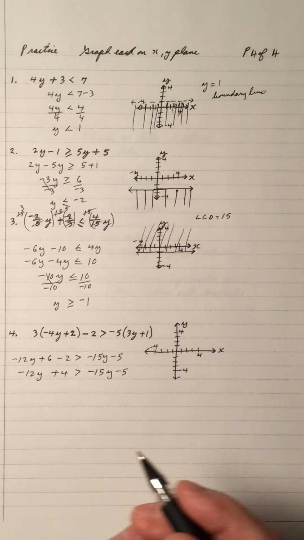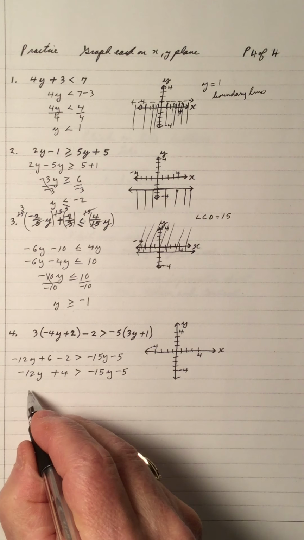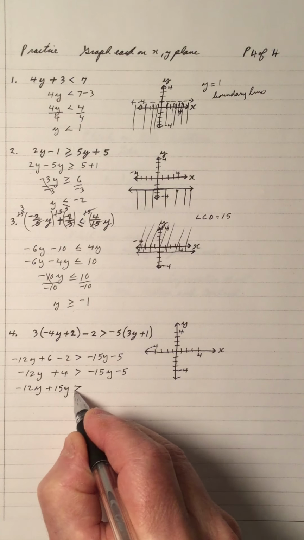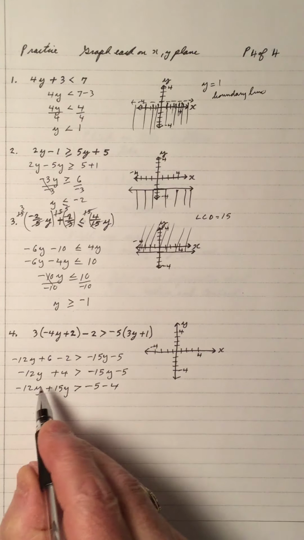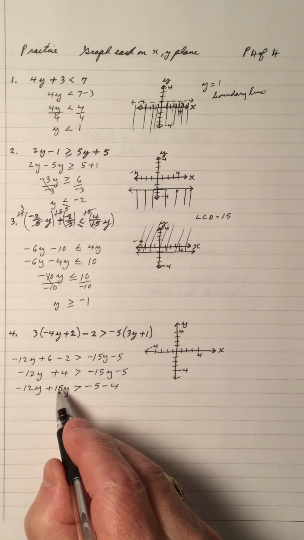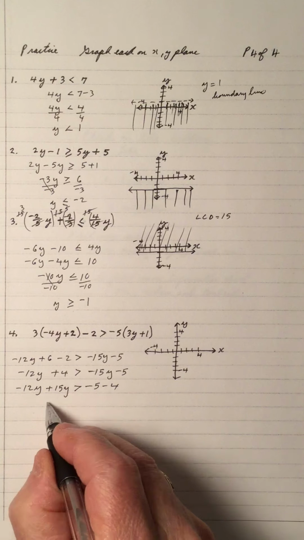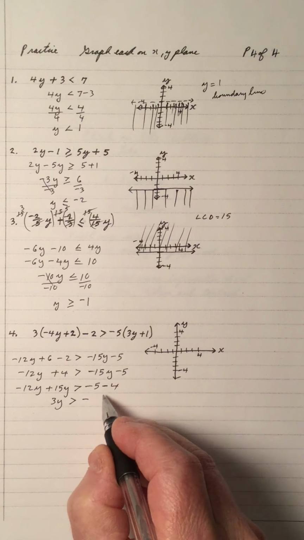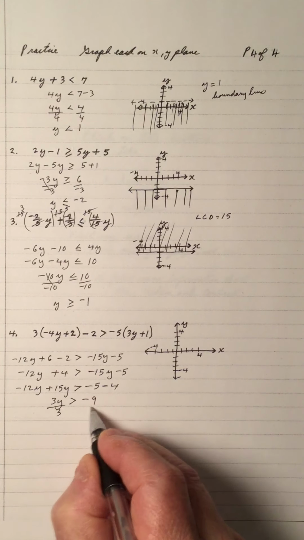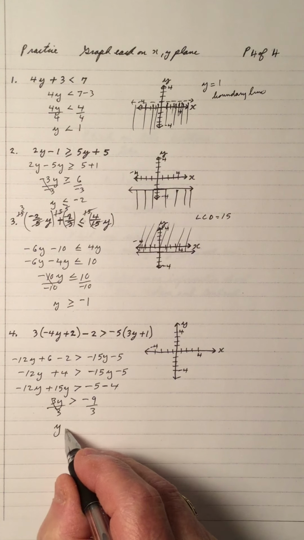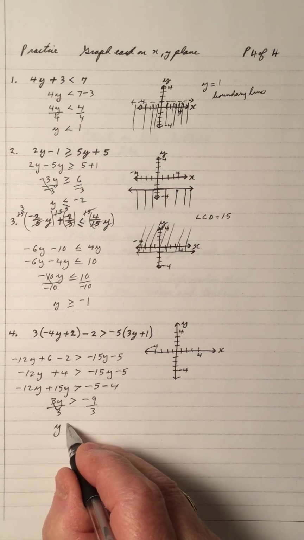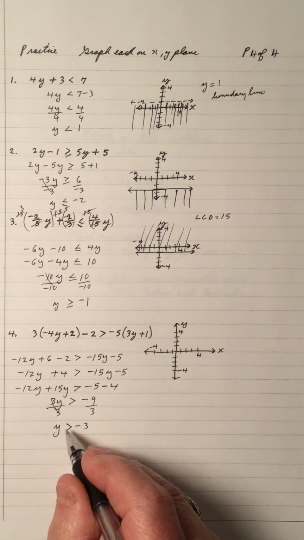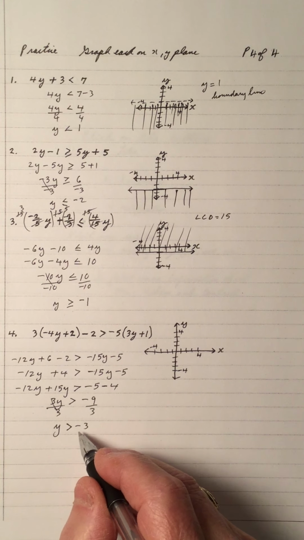We have one variable again. The variable will go to the left side. So negative 12y plus 15y greater than negative 5 minus 4. So the negative 15y becomes positive 15y, and the positive 4 becomes a minus. Add, I get 3y is greater than negative 5 minus 4, which is negative 9. Divide by 3, and I get y. They cancel. Now I divide by 3, so it doesn't change. Dividing by 3 keeps the sign in the same direction. Greater than stays a greater than. And I get a negative 3.